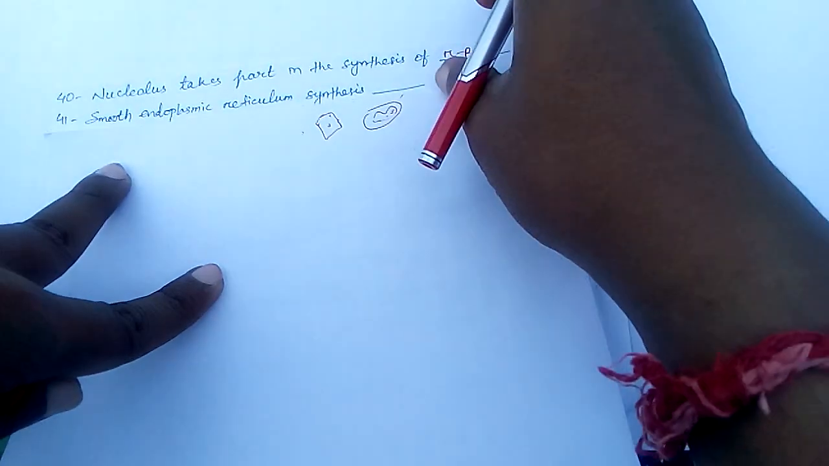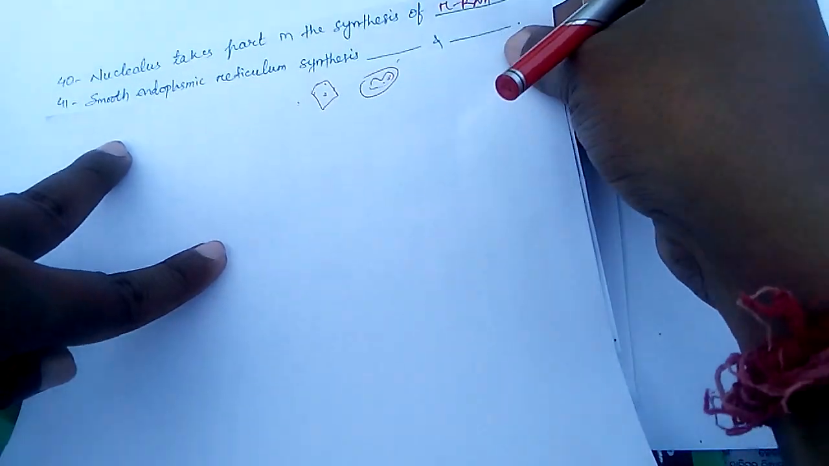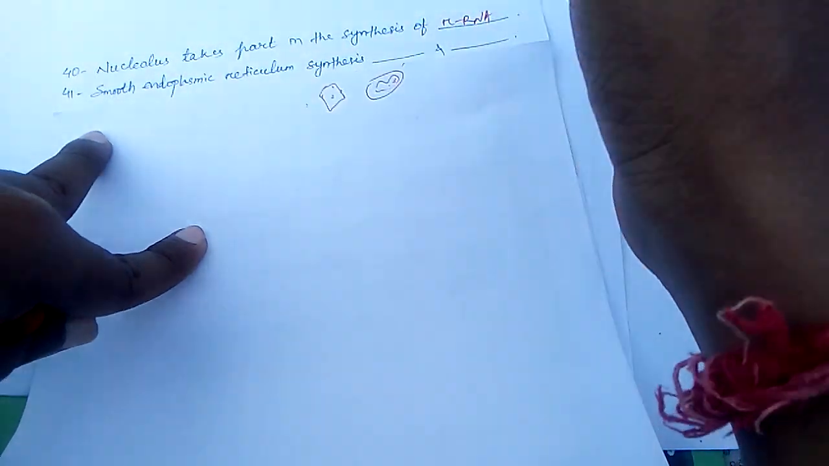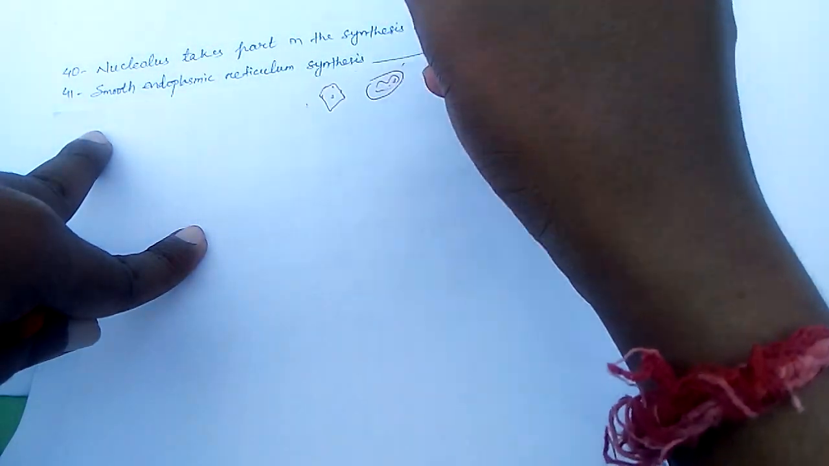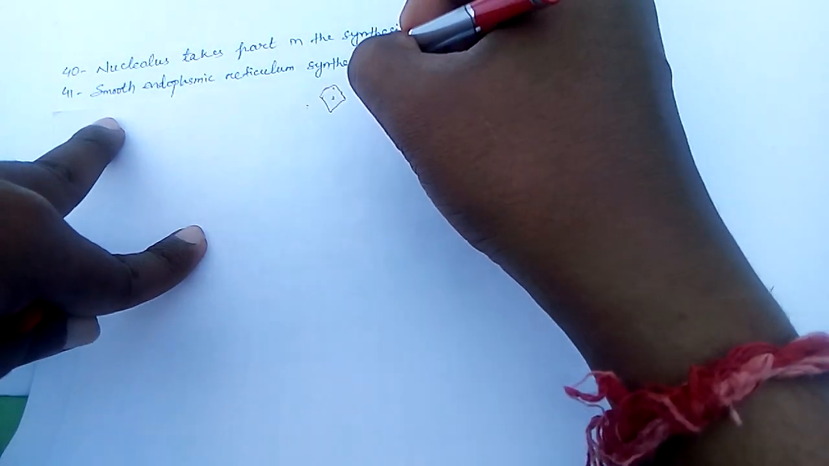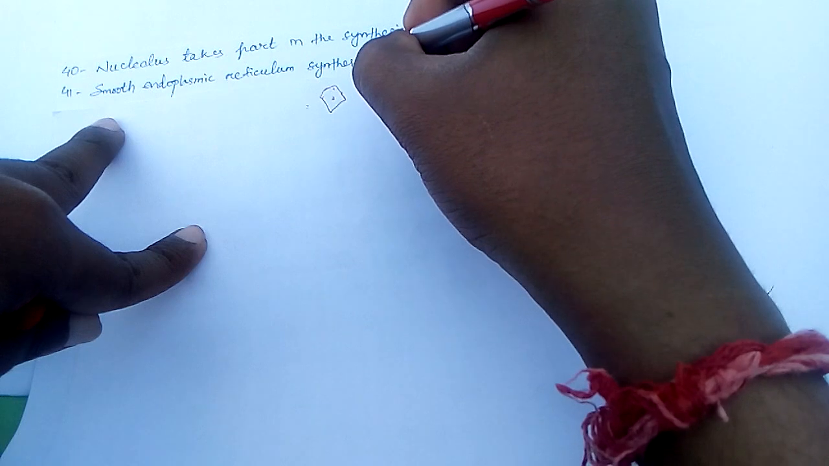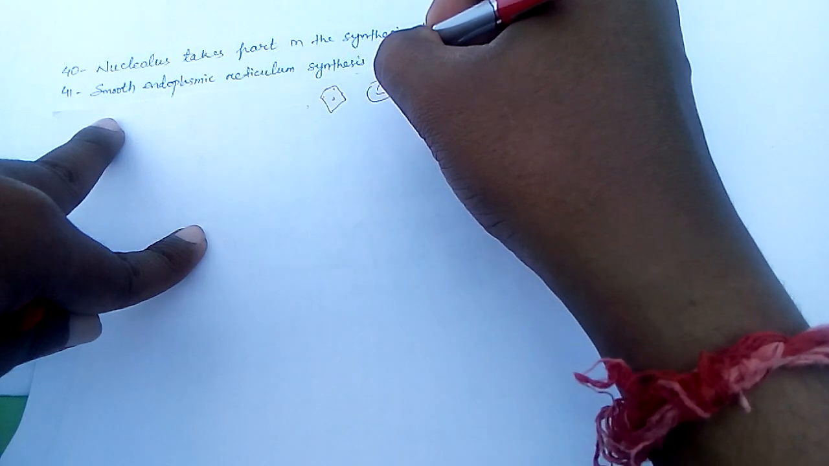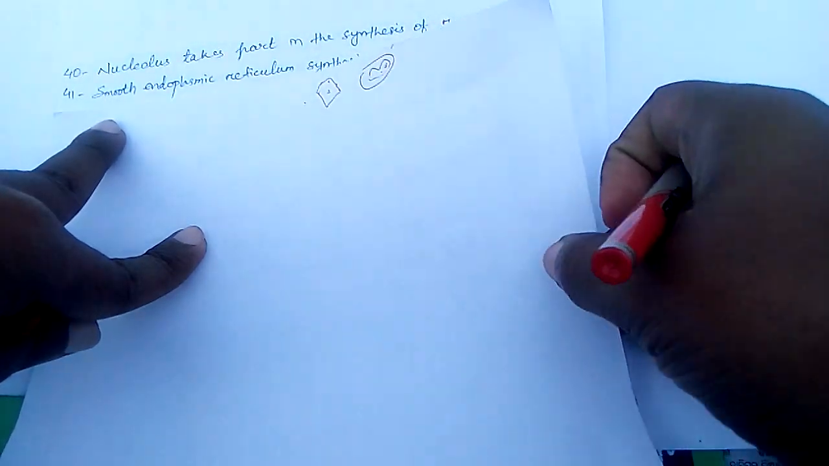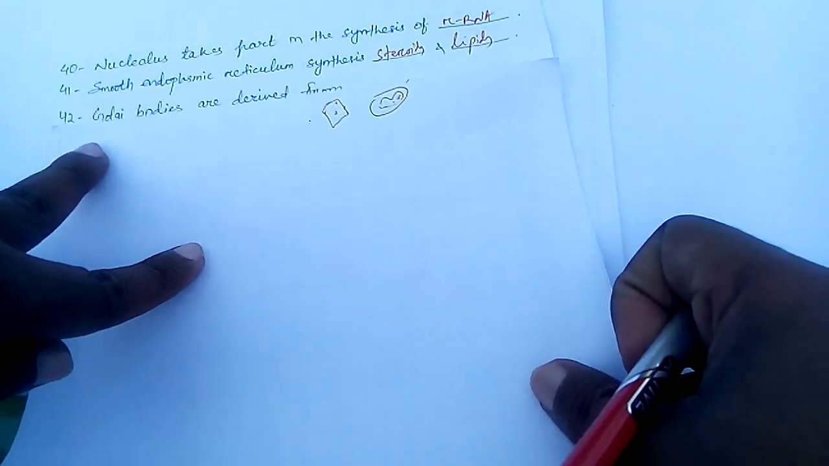Question number 41. Smooth endoplasmic reticulum synthesizes dash and dash. The function of smooth endoplasmic reticulum is being asked. Two lipids are formed by smooth endoplasmic reticulum. The correct answer is steroids and lipids. Steroids and lipids are generally synthesized by smooth endoplasmic reticulum.